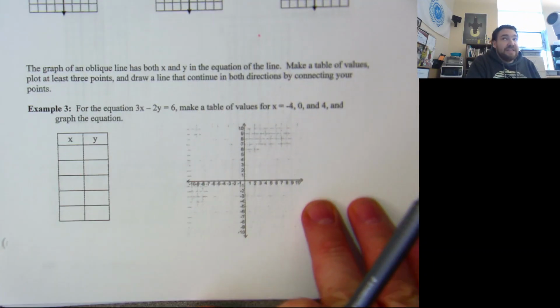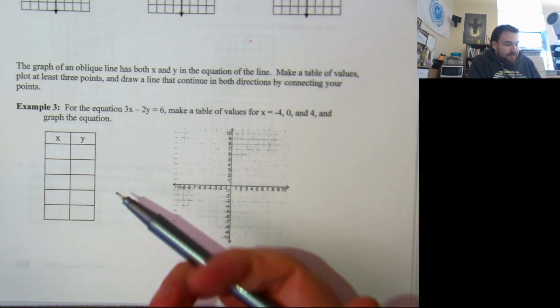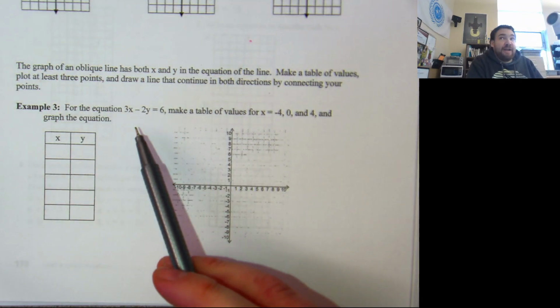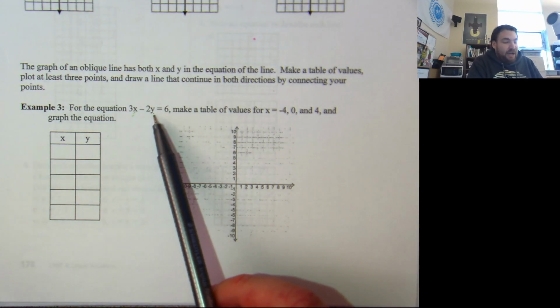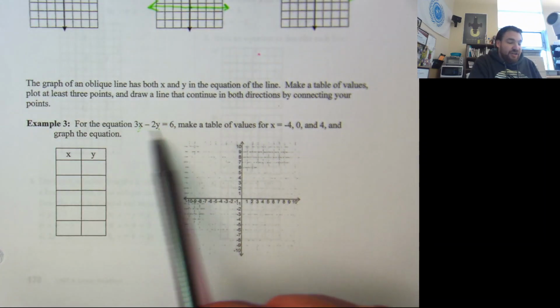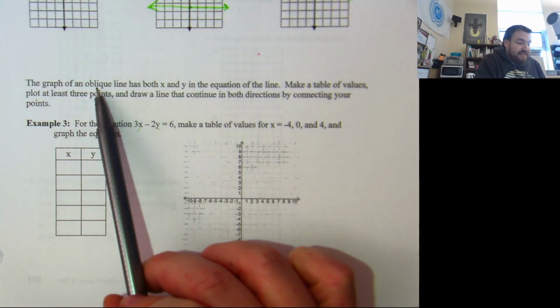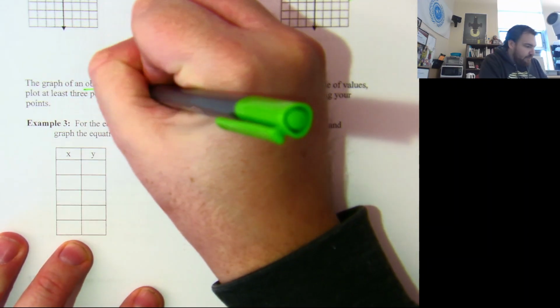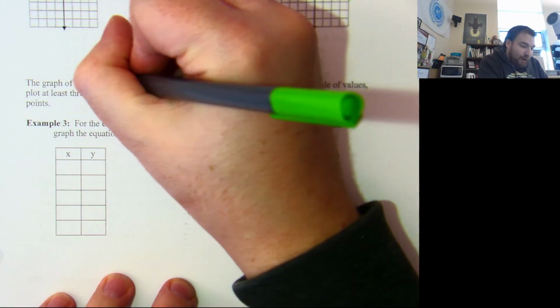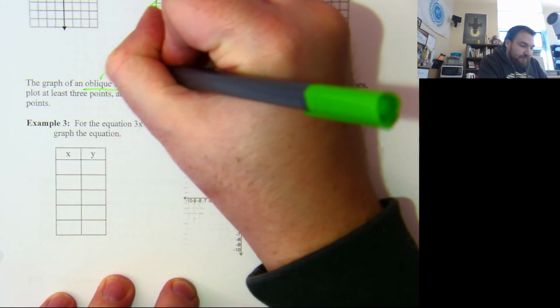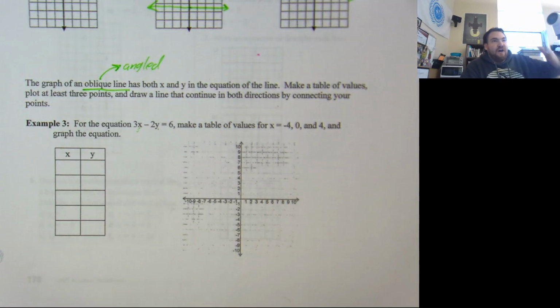And then, this is what we've been graphing. This second last example, example 3 here, is what we've been doing already. We've been graphing equations that have x's and y's in them. We say that an equation that has both of these things is an oblique line. Oblique just means it's angled. It goes off at some diagonal.